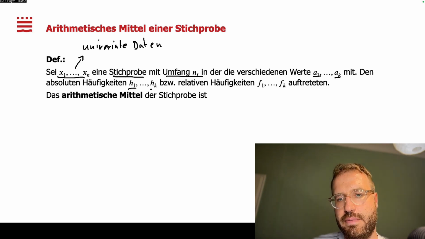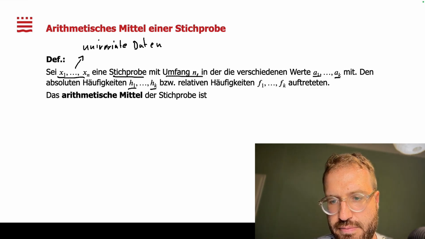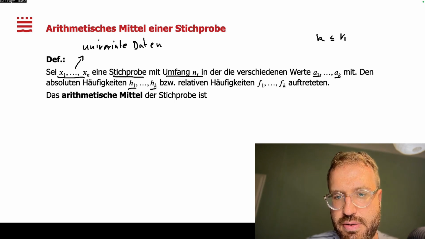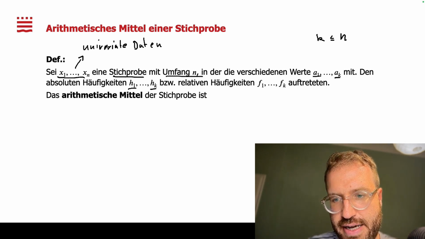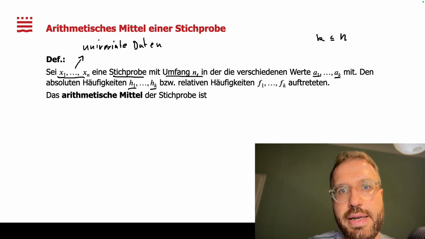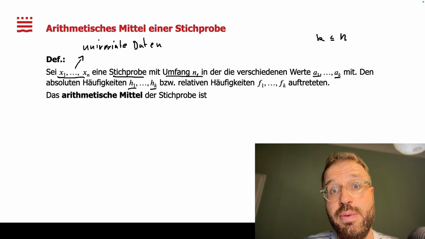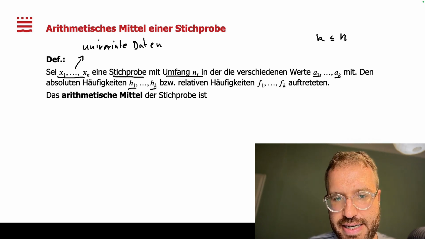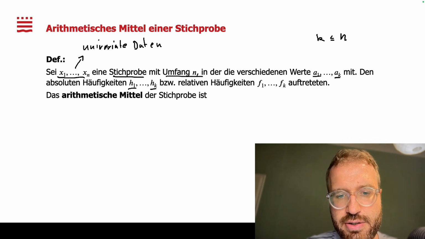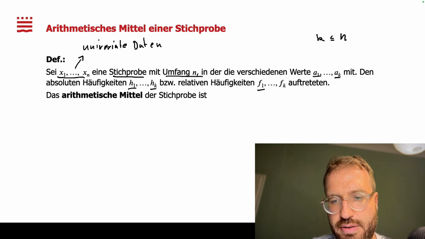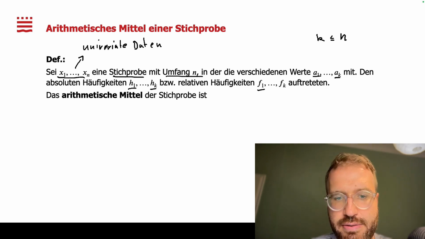Perhaps a brief note about k. Of course, we can immediately consider why k is less than or equal to n. This is simply because each data point has a value, but two data points can have the same value, for example, 2001. So there may be fewer values than data points. And hi refers to the absolute frequency of the value ai, and fi is the relative frequency of ai, which is hi divided by n.